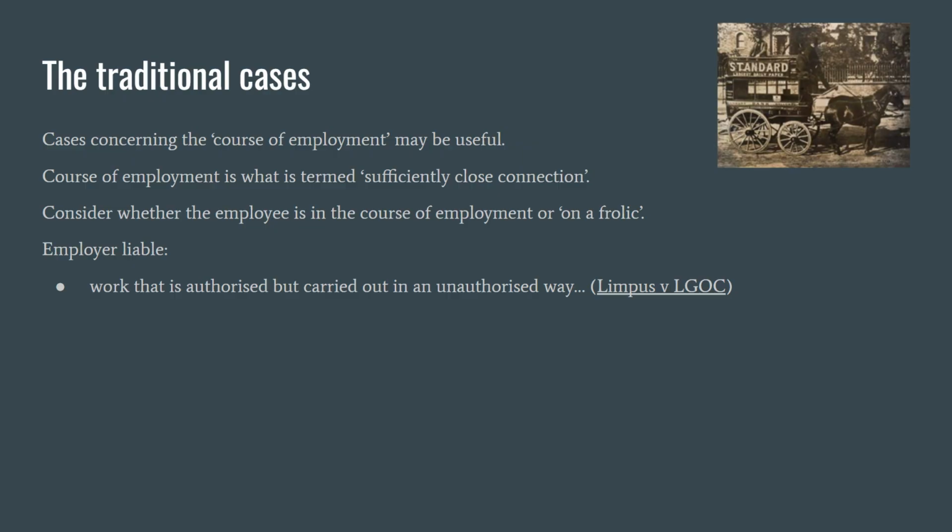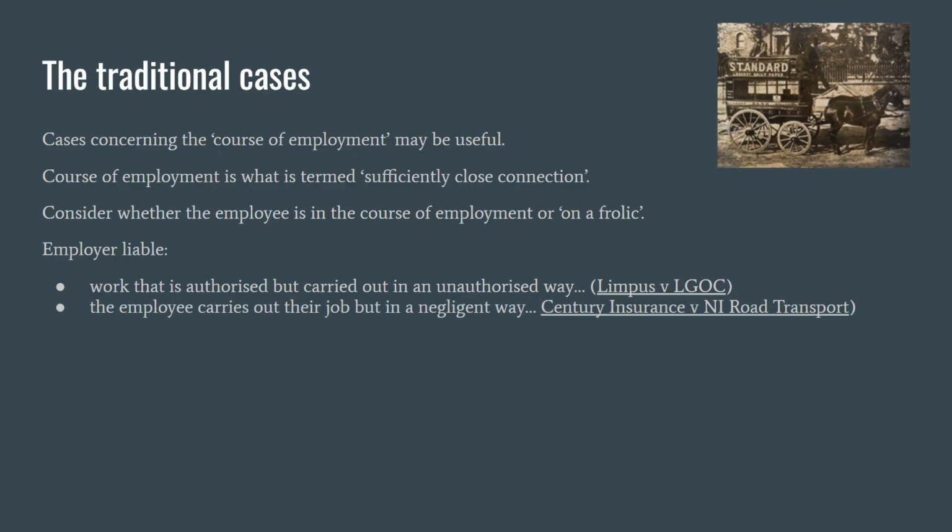But he had been told not to race the bus. So when he did race the bus and caused an accident, he was still doing his work, but in an unauthorised way. And this meant the employer was vicariously liable, because you are liable even if the employee is doing the work in an unauthorised way.